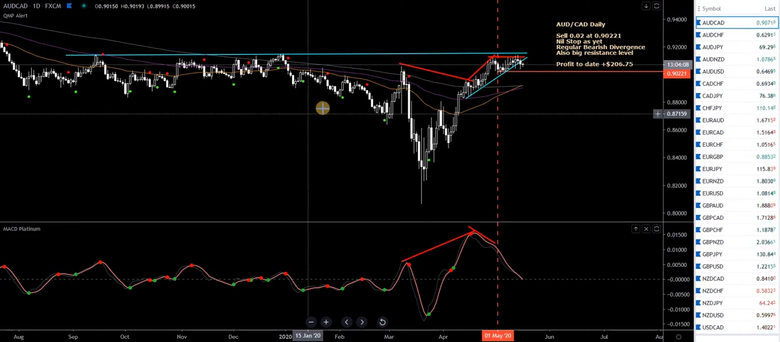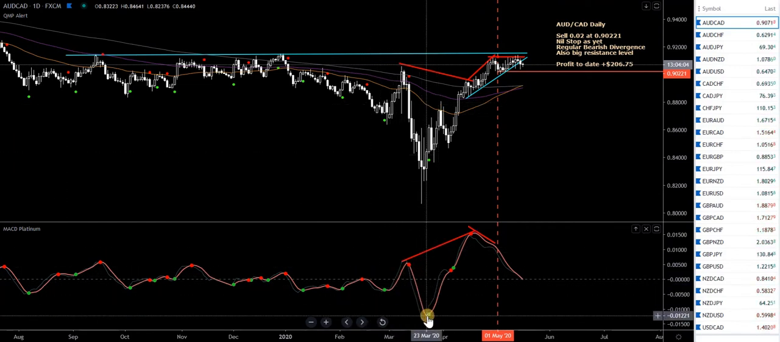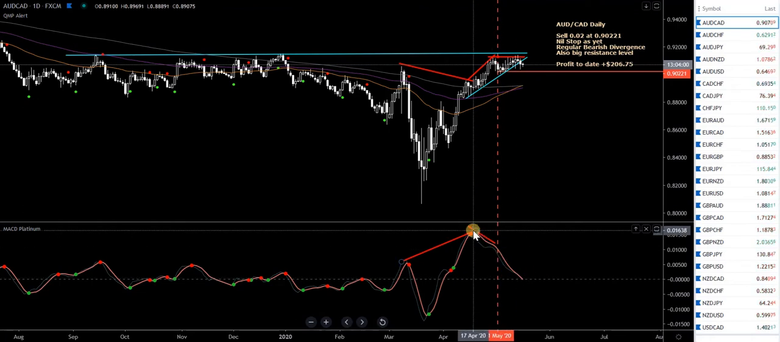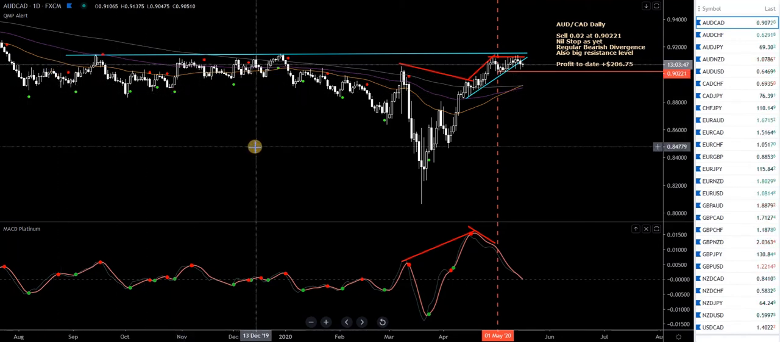Basically with the MACD Platinum, I'm looking to buy when it's below the zero level, which is the grey dotted line, and looking to sell when it's above the zero level. I've got three moving averages on the chart: a 240 LMA, a 100 EMA, and a 50 EMA. They just give me an idea of which way the trend is, nothing else.